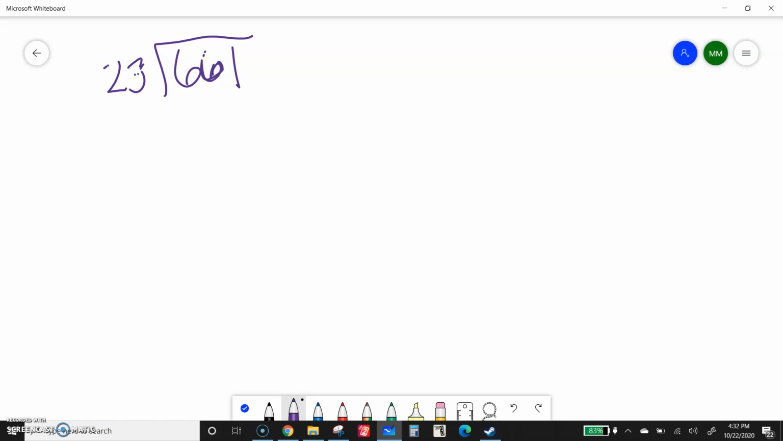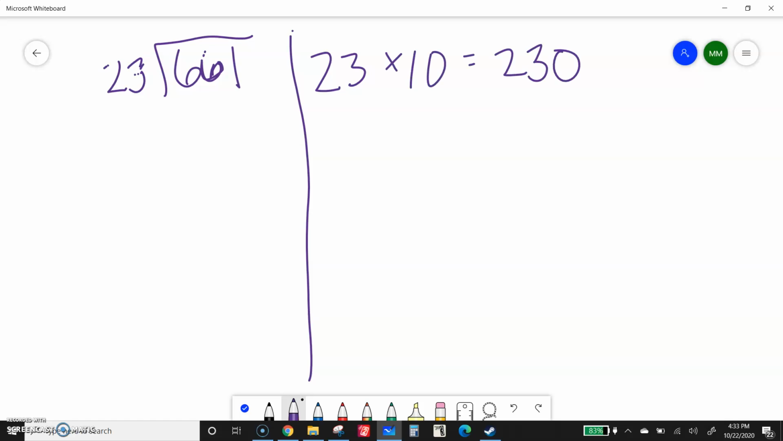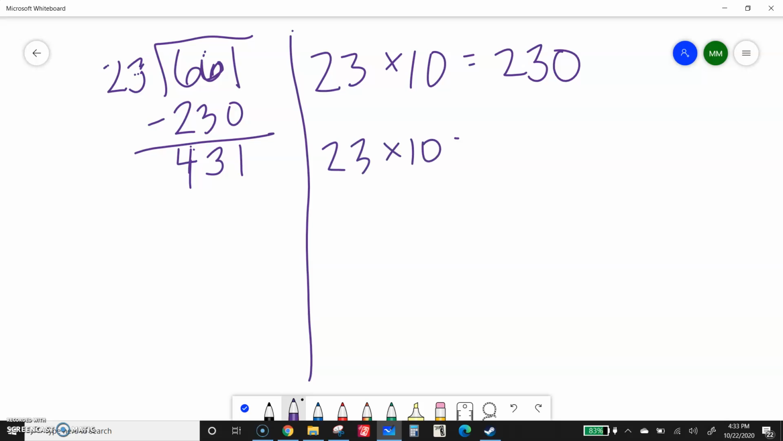Okay, so let's think about, what do I know? Well, I know 23 times 10 is 230. So let's use that. We can take away 230. We got 10 groups out of it. Okay, look, we can take out another 10 groups. Again, this is not always the most efficient strategy, but it will work. So 1, 0, 2. Okay, I can't do another 10 groups because it's not big enough.